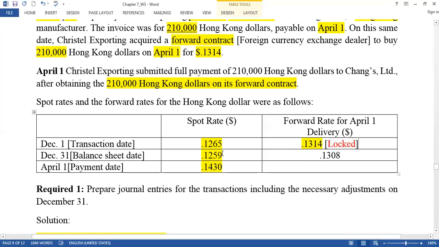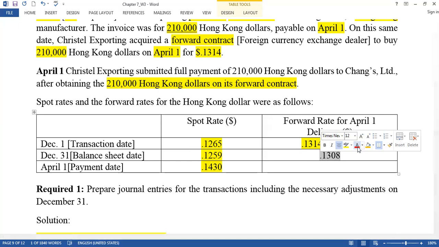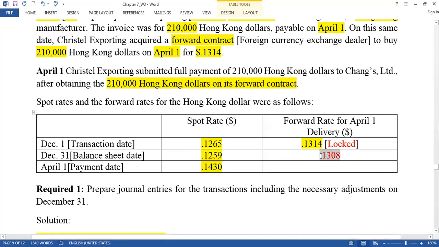Now, very interesting, you can see that when December 31st came, this is the rate of the exchange dealer, right? This is the rate of the exchange dealer. So December 31st rate of the exchange dealer is $0.1308. But you cannot come here, right? Why you cannot come here? Because you already locked here. But this information you collected because you are the accountant. You collected this information that December 31st rate of the exchange dealer is $0.1308. So is this good news or bad news for you?